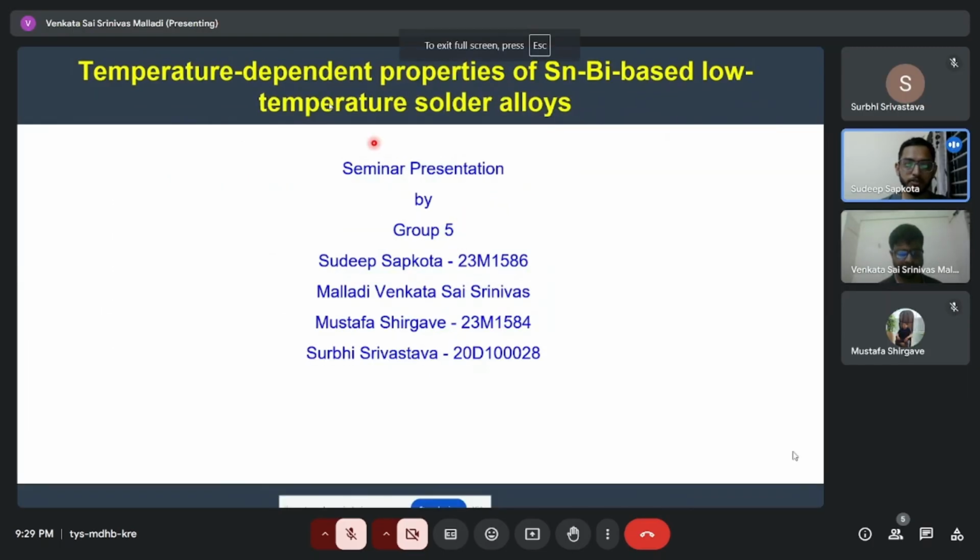Today we are going to present the topic: temperature dependent properties of tin bismuth based low temperature solder alloy. Next slide, please.